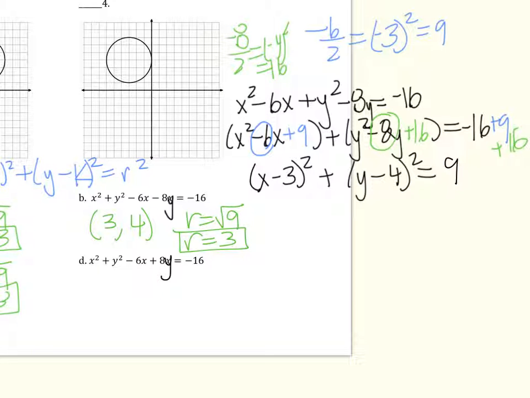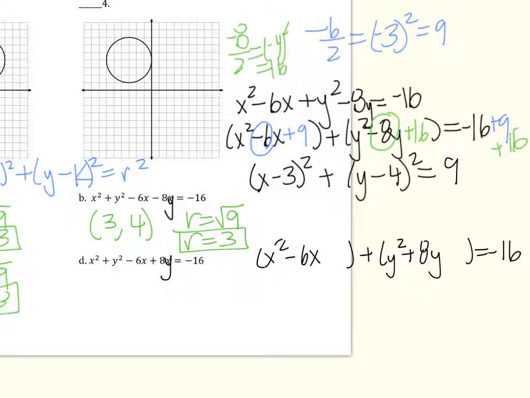Okay, so let's go ahead and corral our x's. So I have x squared minus 6x. And then I have my y squared plus 8y equals negative 16. So take a look at what I'm doing. I took the x's and put them in one set of parentheses. And I took the y's and put them in another.